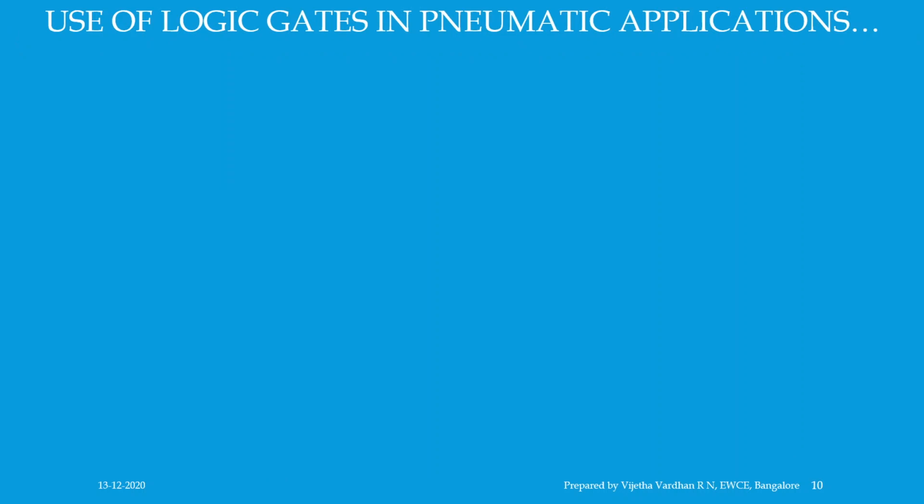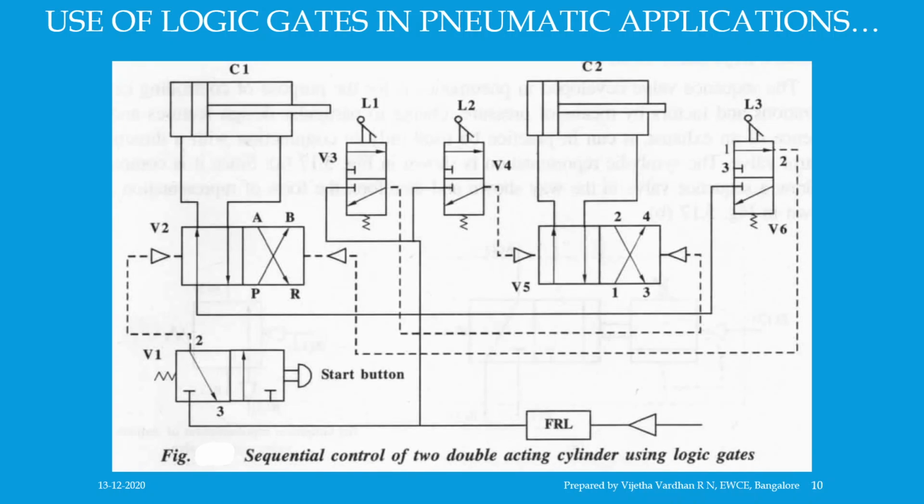Let us understand one more condition, that is sequential control of two double acting cylinders using pneumatic valves. The pneumatic circuit for sequential control of two double acting cylinders using logic gates is shown in this figure. And how does it function? To start with, the cylinders C1 and C2 are in the retracted position, the start button of valve V1 is depressed momentarily, which actuates the valve V1.